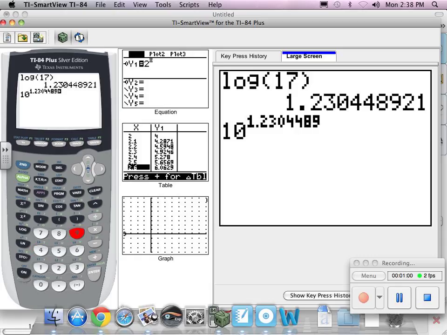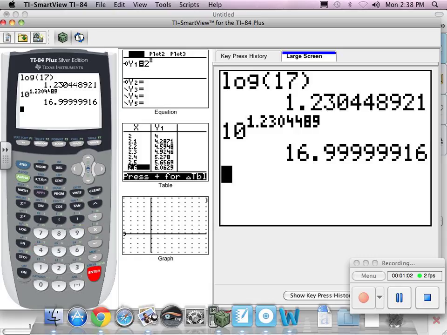1.2304489 is so close to 17 that we can call it 17. And for the most part, you can round to 4 decimal places, and that should get you close enough. So that's how to use the calculator.